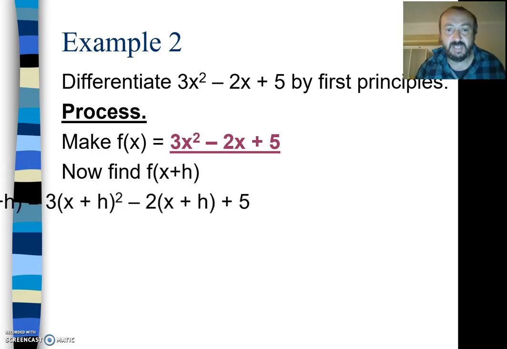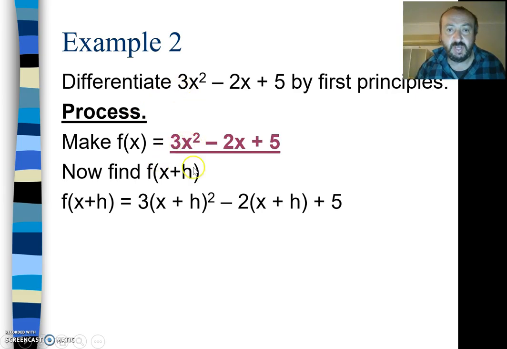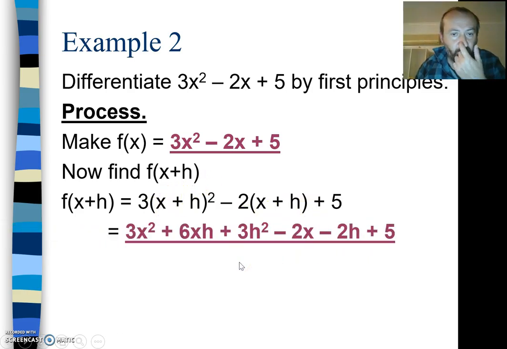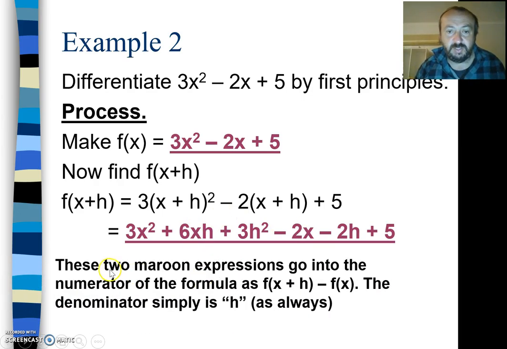f of x plus h, we just substitute x plus h wherever we see x. Okay? And so we're going to do a bit of algebra, do the FOIL here and expand all of this. Okay? And we get all of that. These two maroon expressions go into the numerator of the formula, f of x plus h minus f of x. The denominator is simply just h as always.